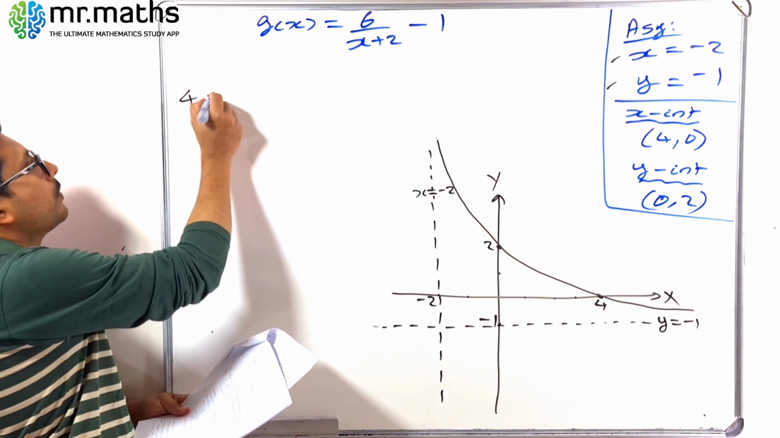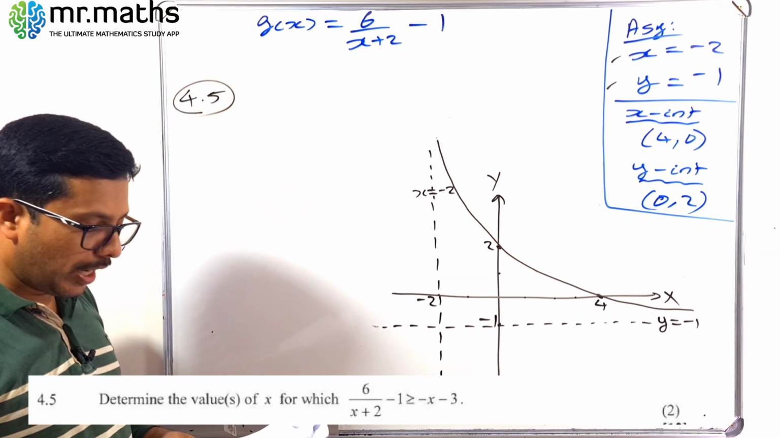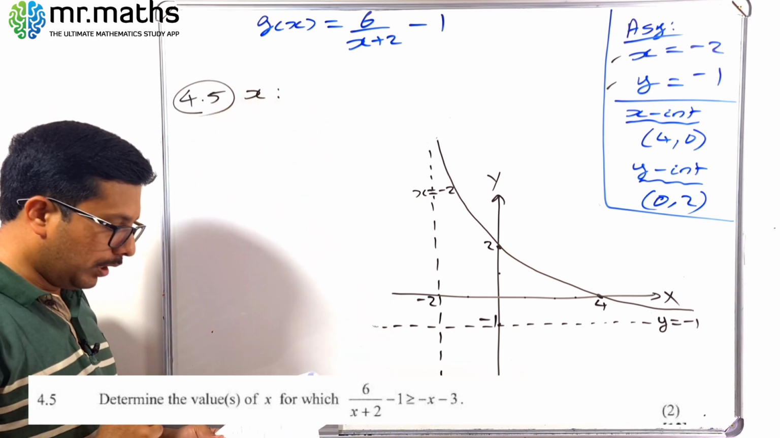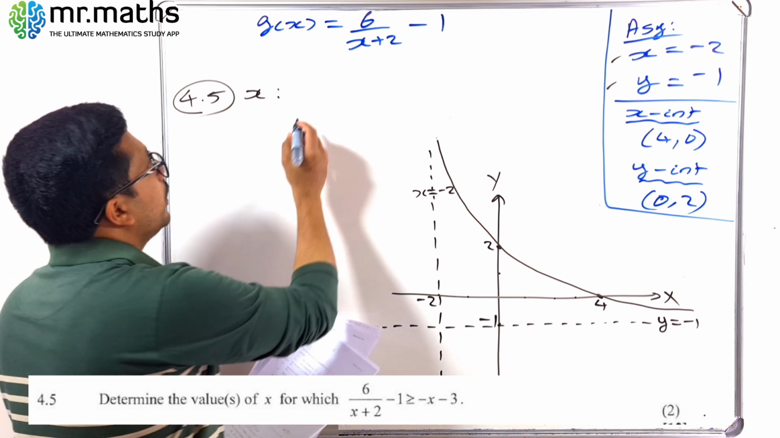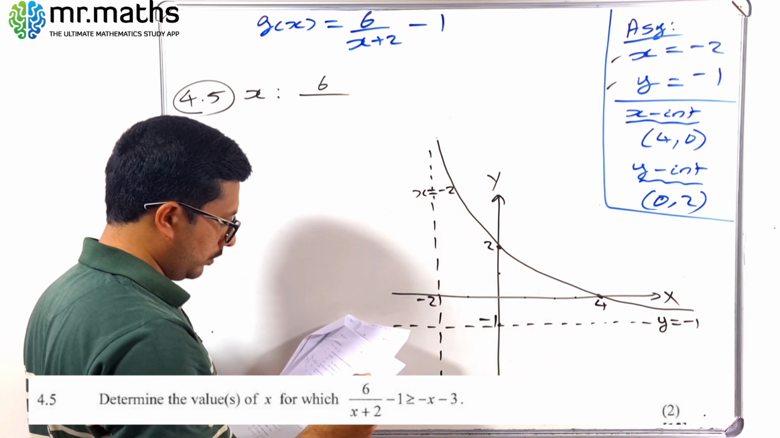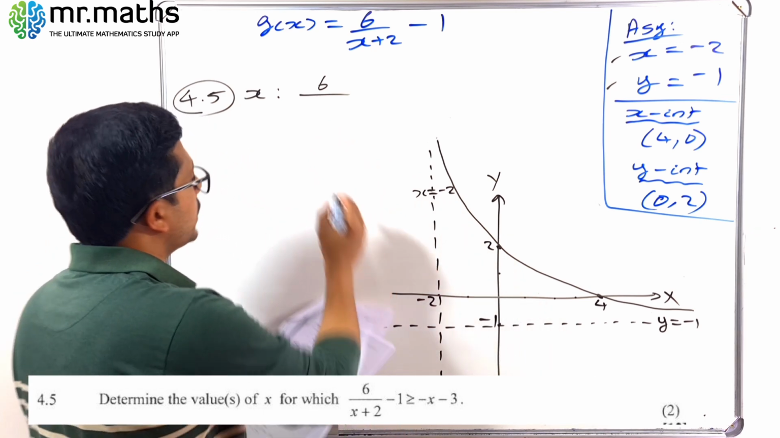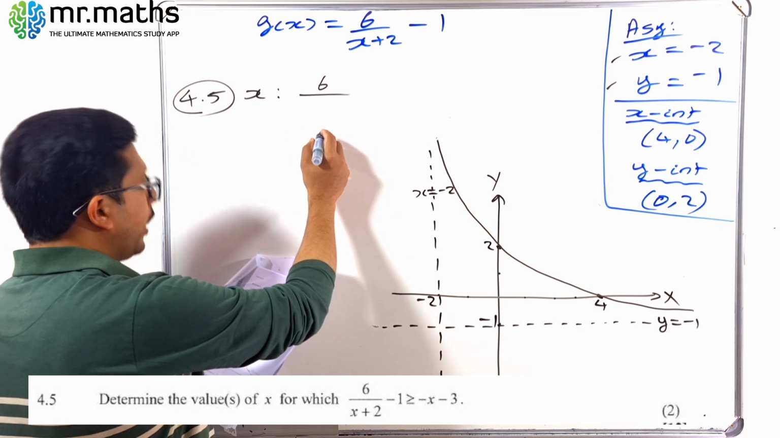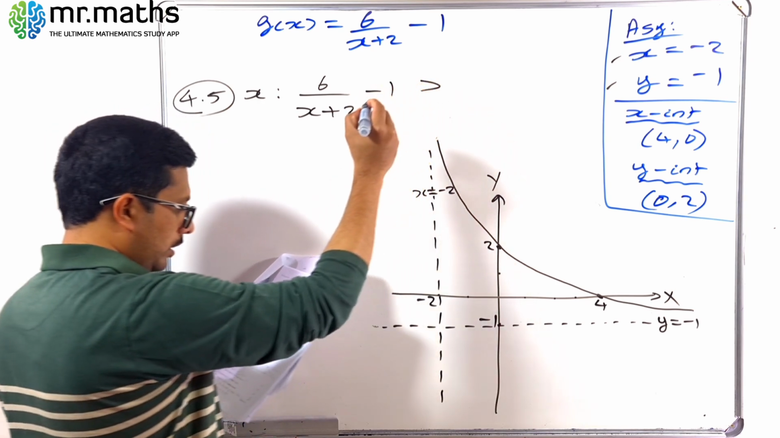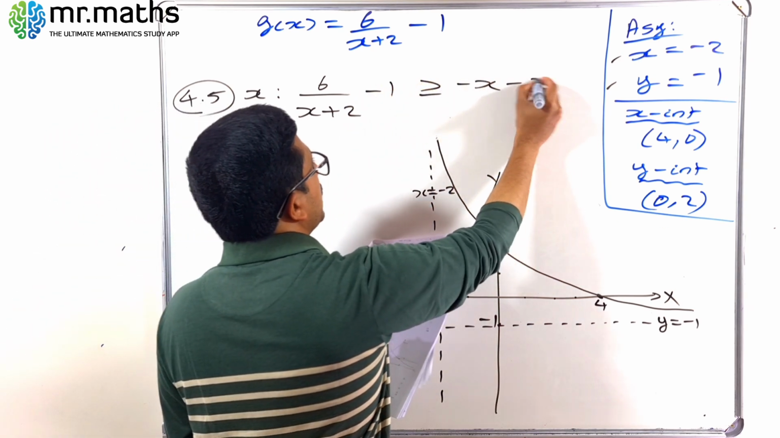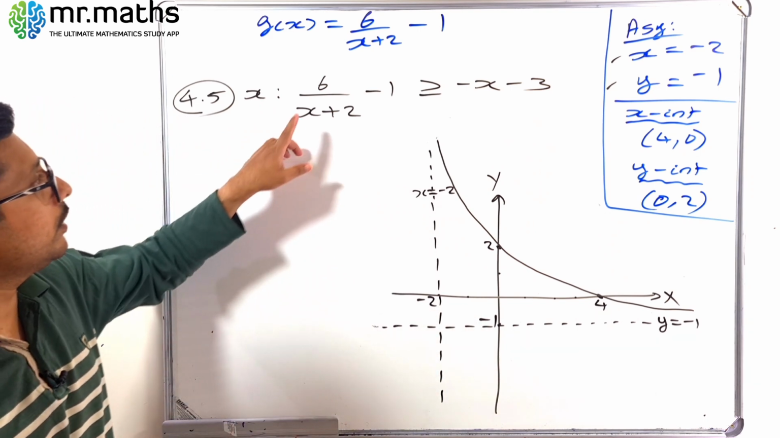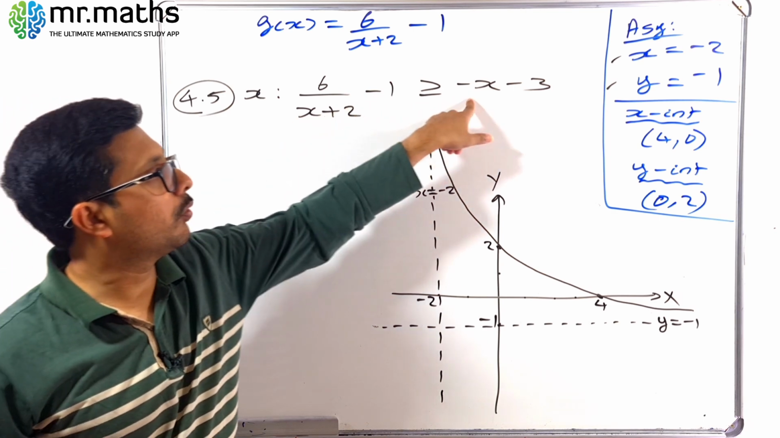Question number 4.5. What is that question? Determine the value of x. So you have to find the value or values of x for which 6 divided by x plus 2, minus 1, is greater than or equal to minus x minus 3. You have to find the value of x. What is the condition? 6 divided by x plus 2 minus 1 is greater than or equal to minus x minus 3.